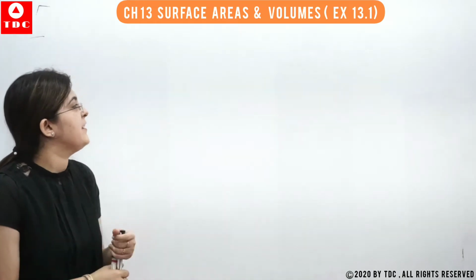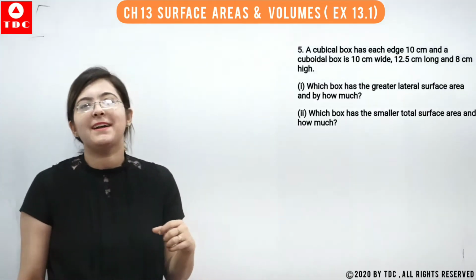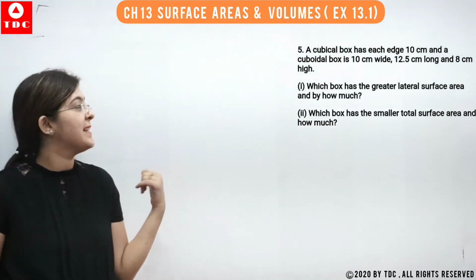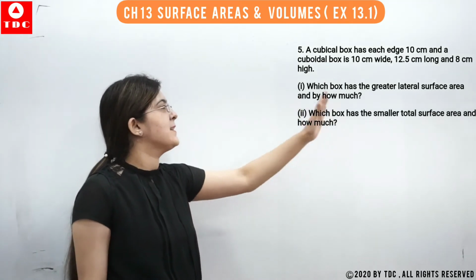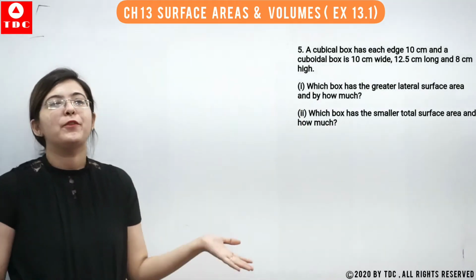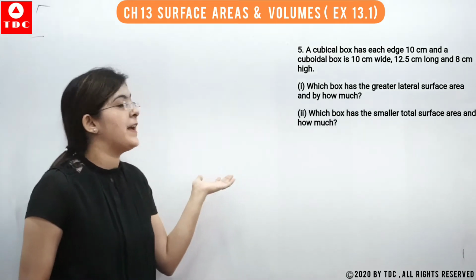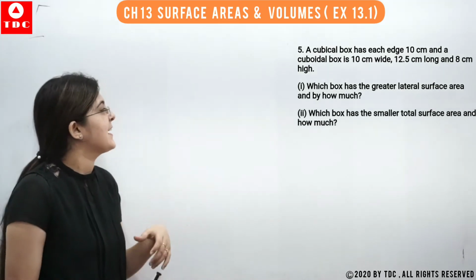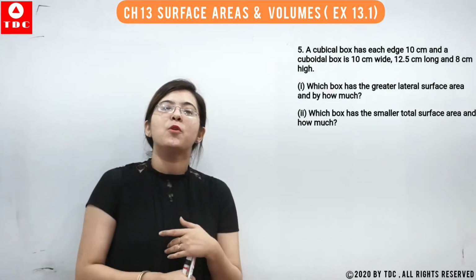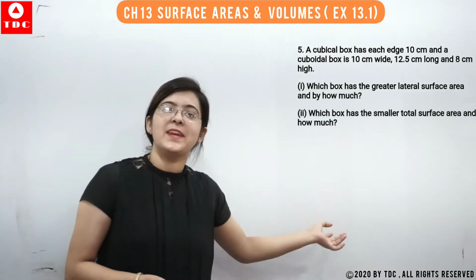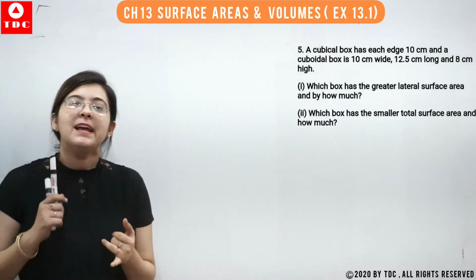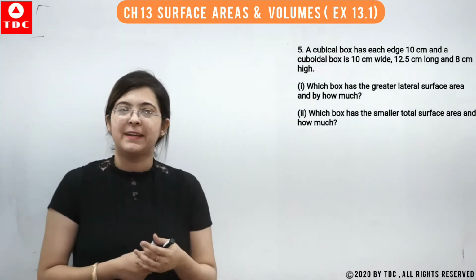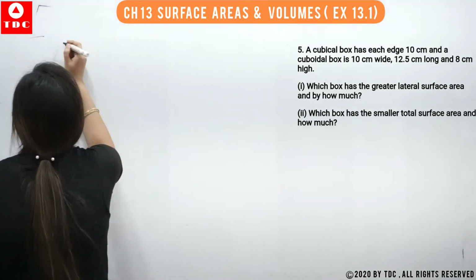See question number 5. A cube and a cuboid are given. A cubical box of side 10 centimeter, and a cuboid whose length, breadth and height are given. What we have to find in the first part? We have to find whose lateral surface area is more and by how much. And in the second we need to find whose total surface area is more and by how much. This is very easy. We will separately find out their lateral surface area and total surface area and find out which is greater. So let's start the first part first.